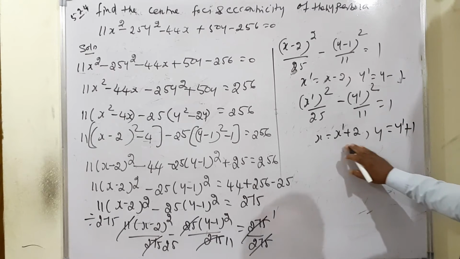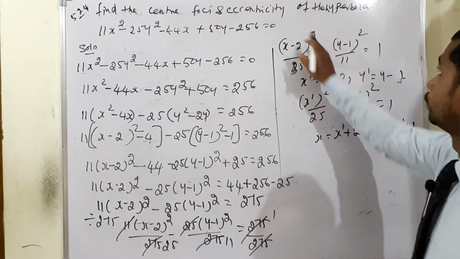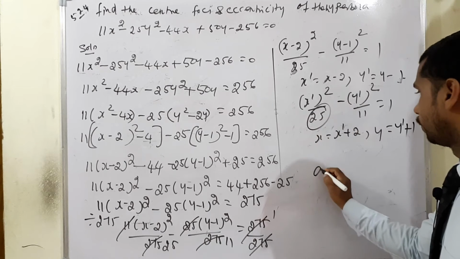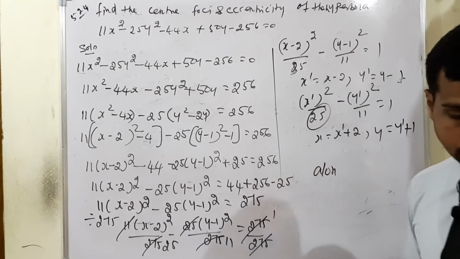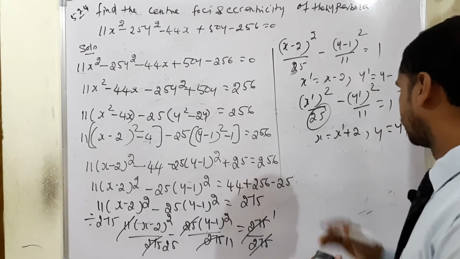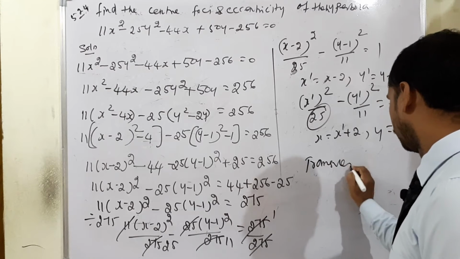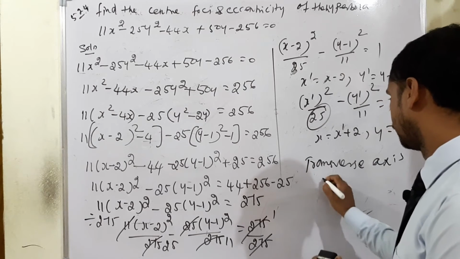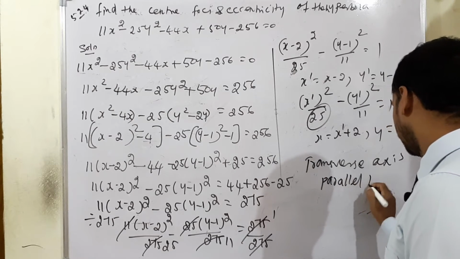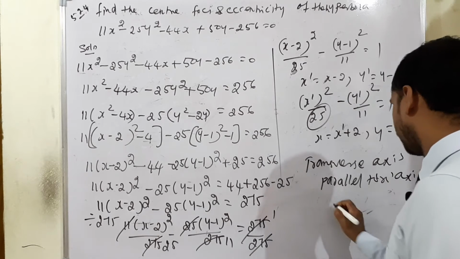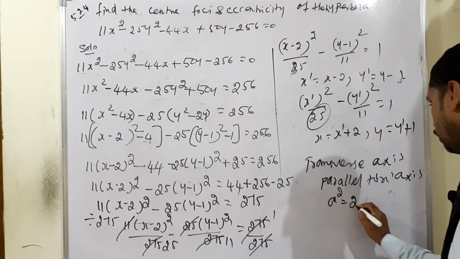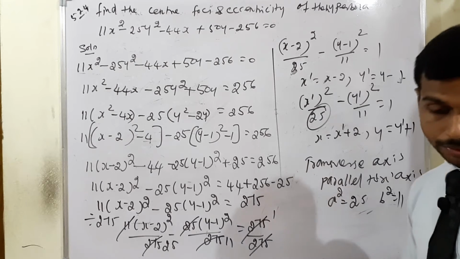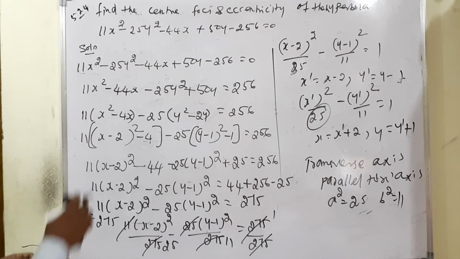Now, after getting x and y value, what we have to do? First, I am moving to find out the eccentricity. Eccentricity means a square value, because this is actually a transverse axis parallel to x axis. So, parallel to x axis means definitely a square is equal to 25 and b square is equal to 11. Therefore, a square is equal to 25, b square is equal to 11, to move on, apply the eccentricity.